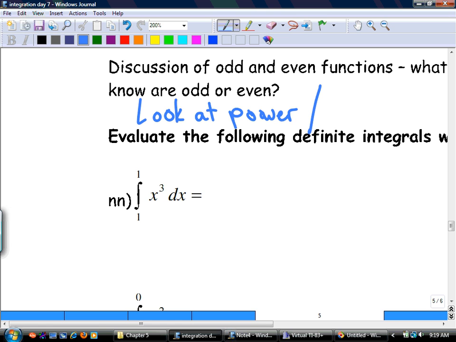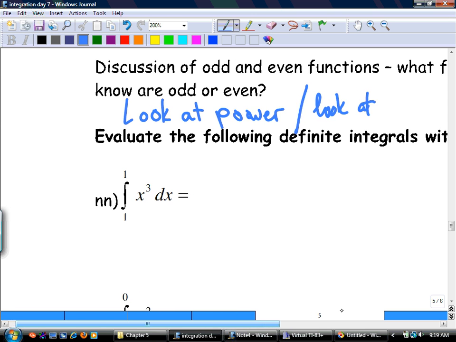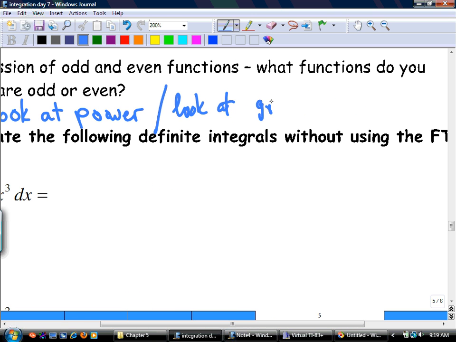How did I know sine was an odd function? I looked at its graph. I looked at its symmetry. So you either look at the power of the function, or you look at the graph for symmetry.